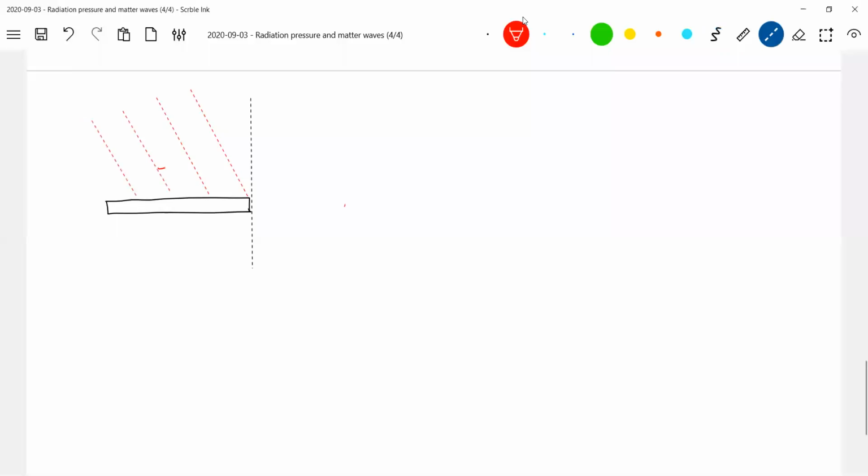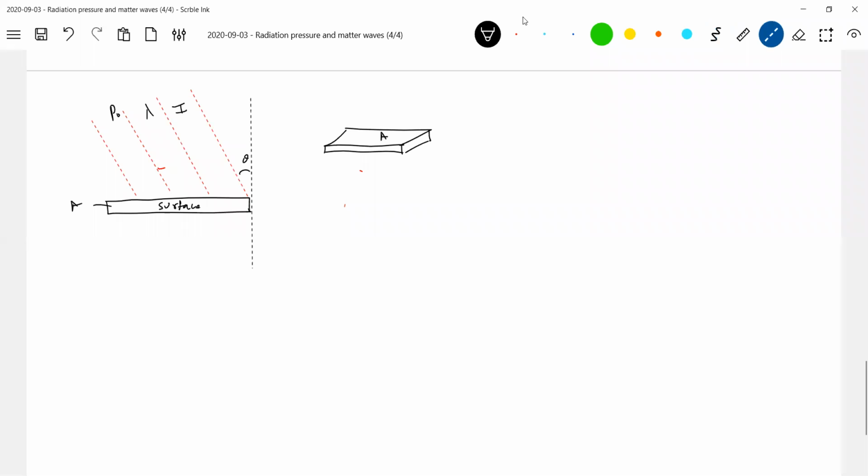Let's consider this. Let the beam make an angle theta with the vertical, having intensity I and wavelength lambda. Take the power as P naught. This is the surface, and the area of cross section of this surface is A. I'm showing a plane diagram.